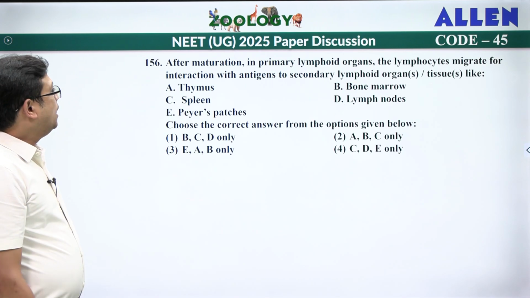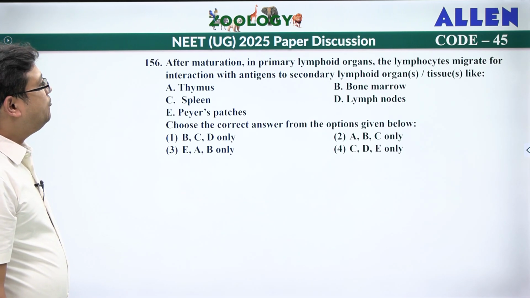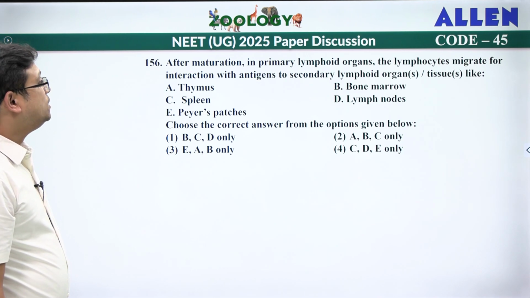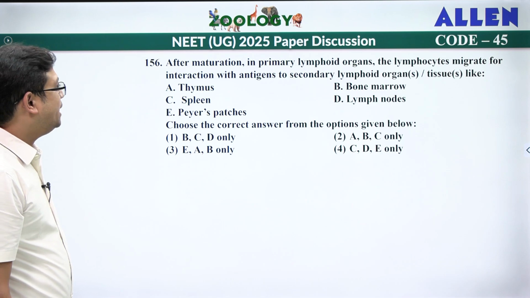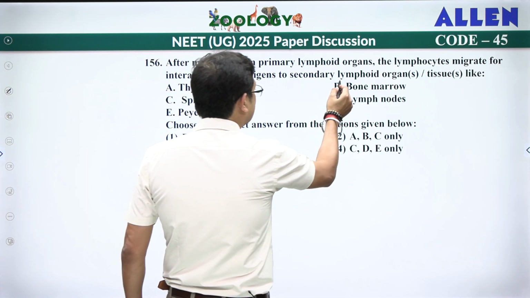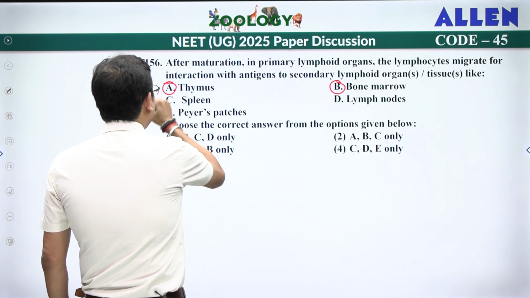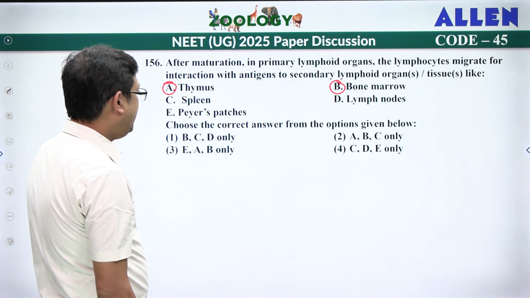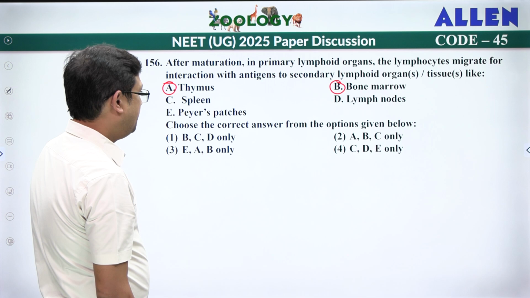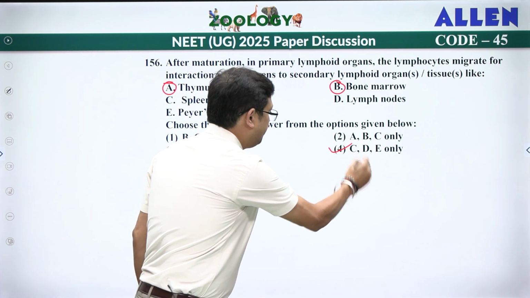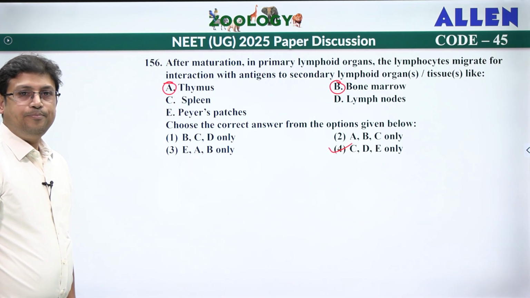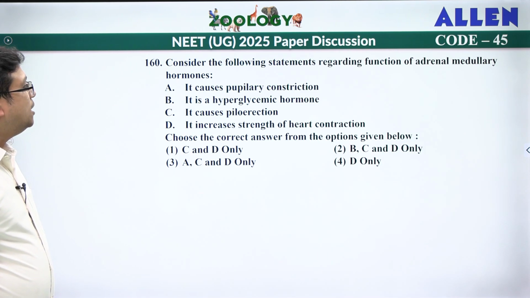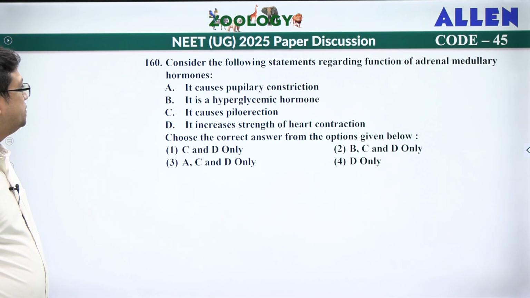Next. After maturation in the primary lymphoid organ, the lymphocytes migrate for the interaction with antigen to the secondary lymphoid organs. So what are the secondary lymphoid organs? We know the bone marrow and thymus are primary lymphoid organs. So answer will be C, D, E. Answer is 4.